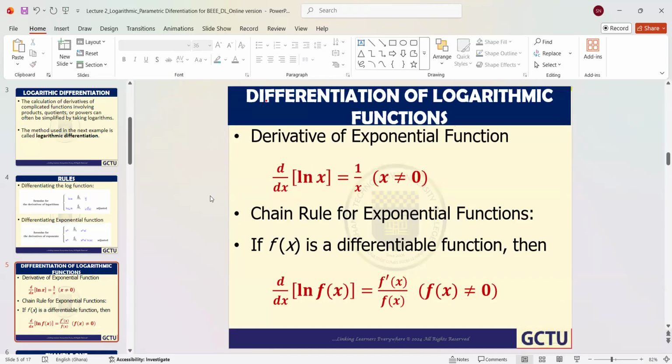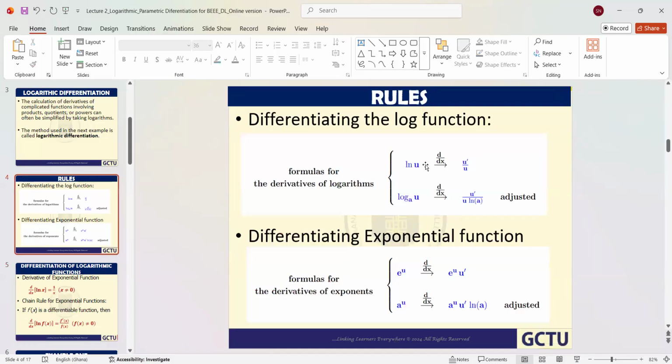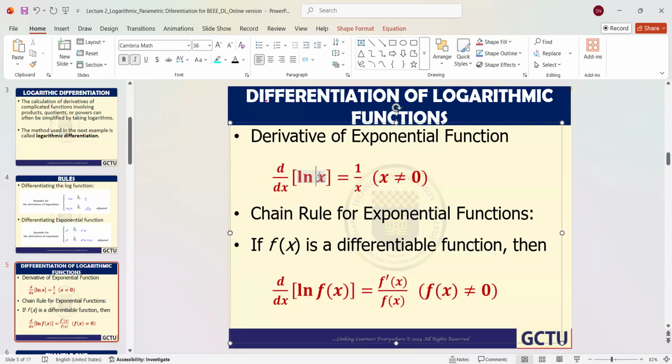Remember the rule. We differentiate the function, which will be in the numerator, divided by the original function. So here, if the function is x, then natural log of x, when you differentiate it, the differential of x will give you 1, and then the original function x. So that's why the differential of ln x becomes 1 over x.